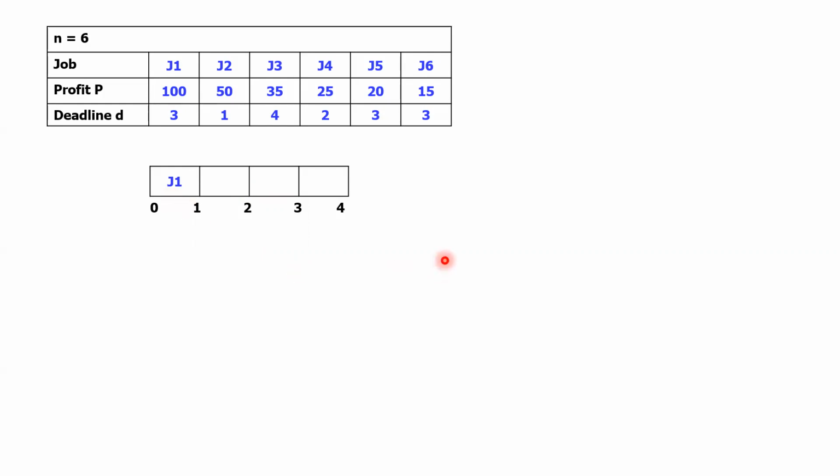Now I'll have to choose the next job. Naturally, I'll choose J2, which gives me the second highest profit, 50, and its deadline is 1. Now, where do I have to place it for execution? Can I place J2 here? No, I cannot place J2 here because its deadline will be violated. Its deadline is 1, so it has to be completed within the first time unit. But the first time unit is already occupied.